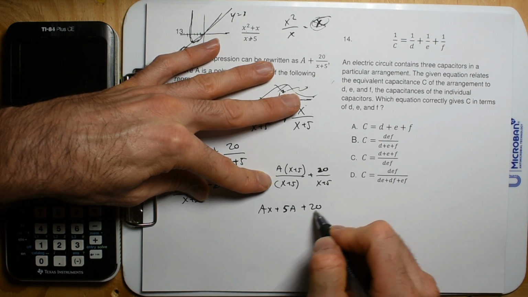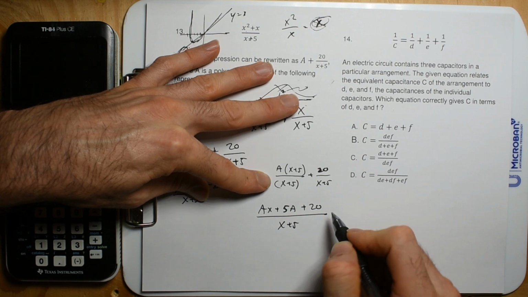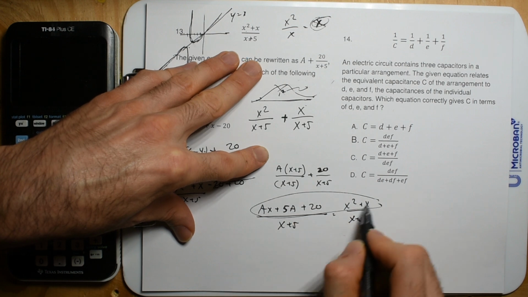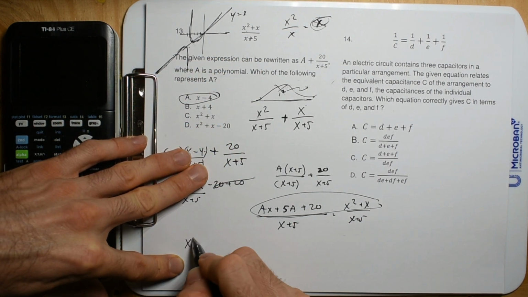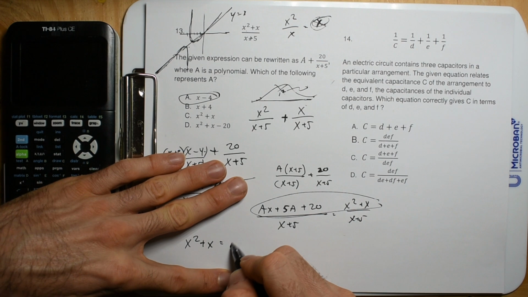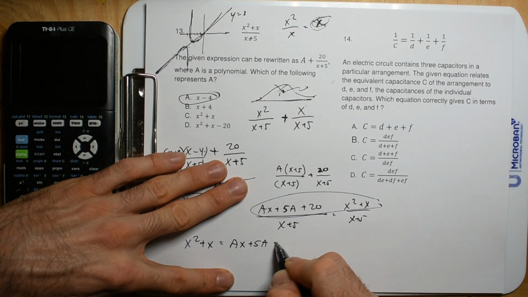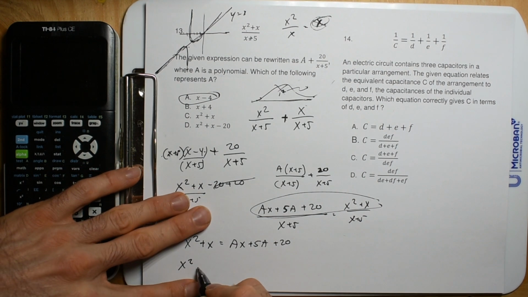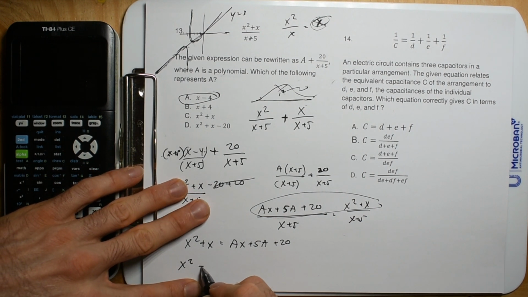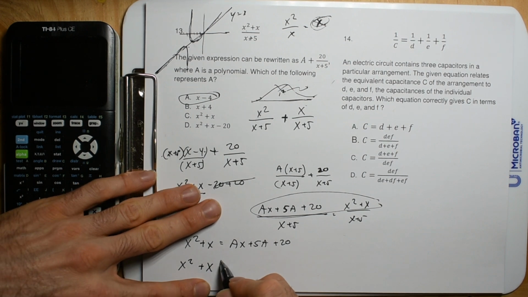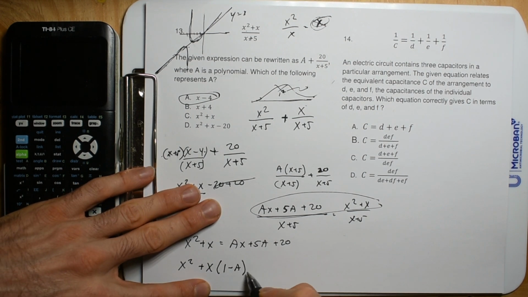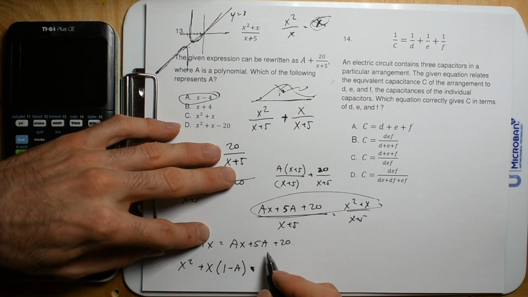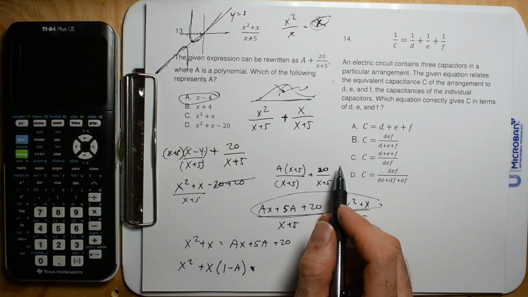And then plus 20, and then this is all x plus 5, but then this top part has to equal x squared plus x. So this top part has to be like that, so we're going to have x squared plus x is equal to ax plus 5a plus 20. Now, I'm probably doing nonsense here, but x squared, and then we have plus x times 1 minus a is equal to... yeah, I don't know how to work backwards on this one.